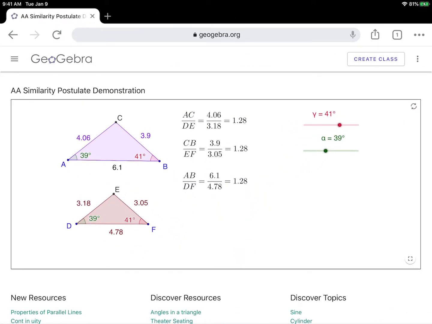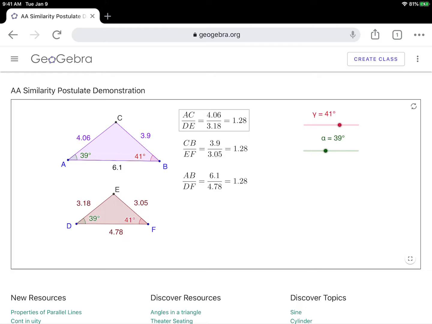Here I just have a little demonstration of why. The top triangle has angle A at 39 degrees and B at 41. The bottom triangle has angle D at 39 degrees and angle E at 41. No matter what shape or size I make either of these triangles, or orientation, as long as those two angles stay the same, you can see I also have their ratios calculated up here, and all the ratios are the same. They all equal 1.28, 1.28, 1.28.